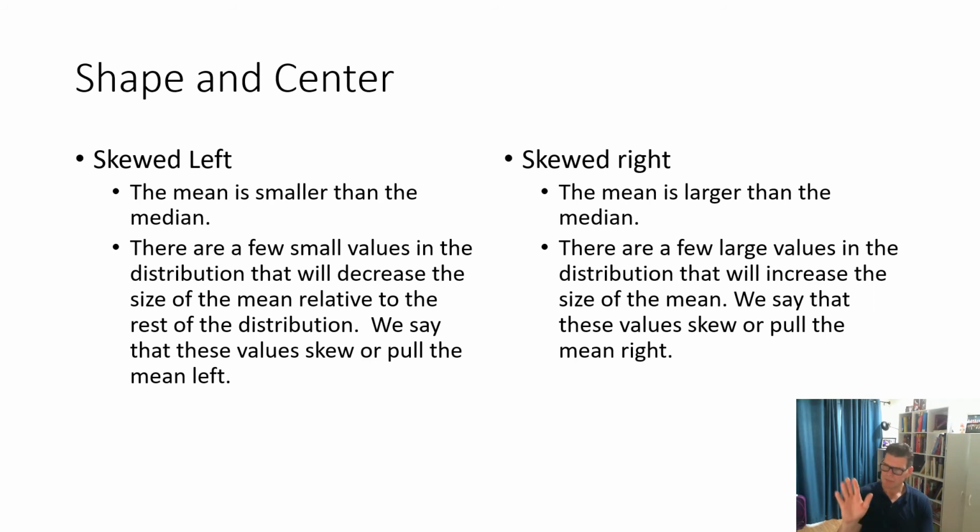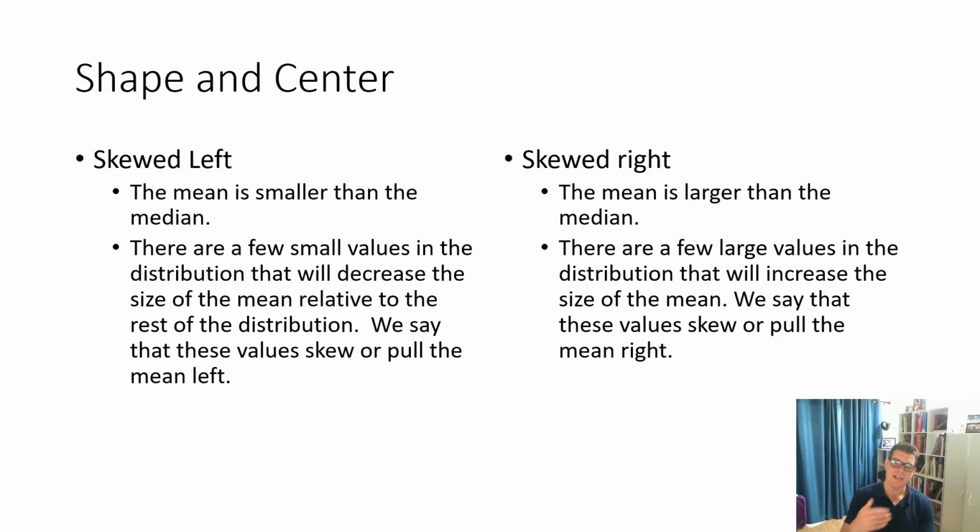So let's talk about this and kind of review shape and center. In a skewed left distribution, the mean is smaller than the median. So there are a few small values in the distribution that will decrease the size of the mean relative to the rest of the distribution. And what we say is that these values skew or pull the mean left.